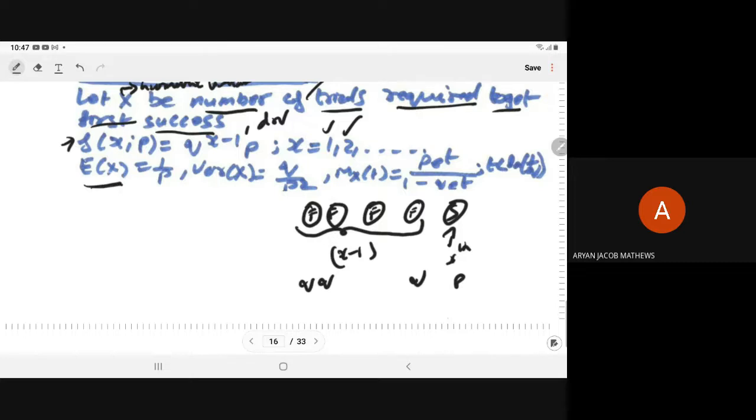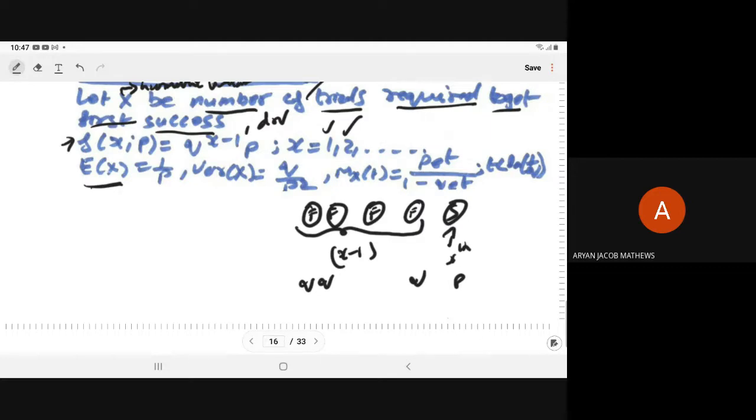The corresponding mean is equal to 1 by p. The variance of x is equal to q upon p square, and M_X(t) is equal to p e to the power t upon 1 minus q e to the power t, for t less than ln of 1 upon q. Clear? So this is the mean.